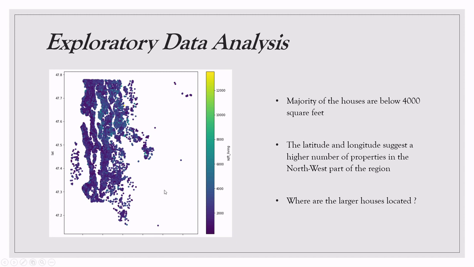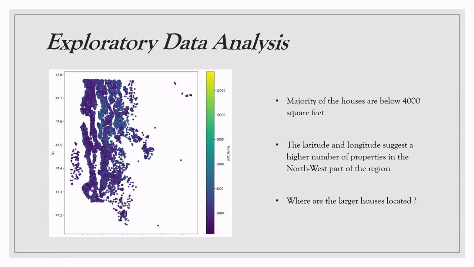Next, most of the houses are below 4,000 square feet living. These are indicated by blue to violet color coding. Also, we cite that the highest number of properties are in the northwest region of the country. So there are many things that we can conclude from the scatter plot.